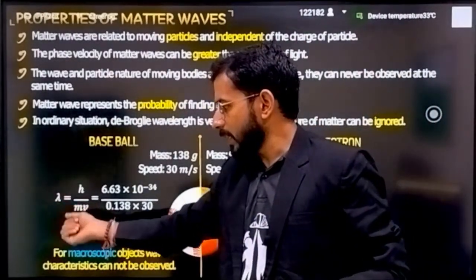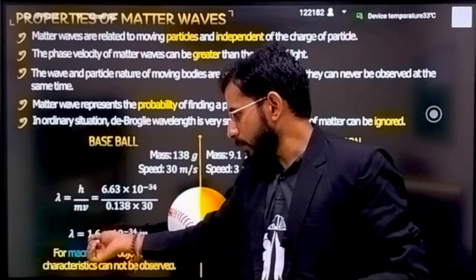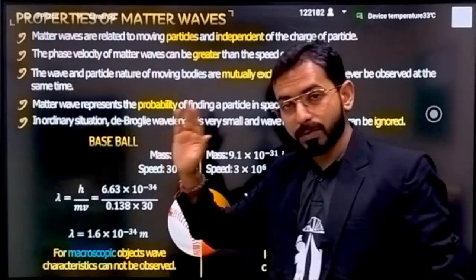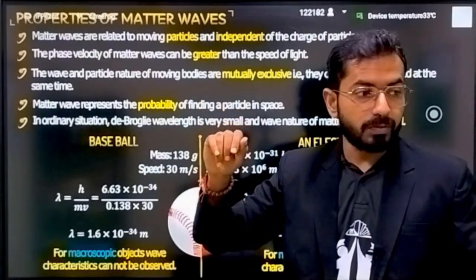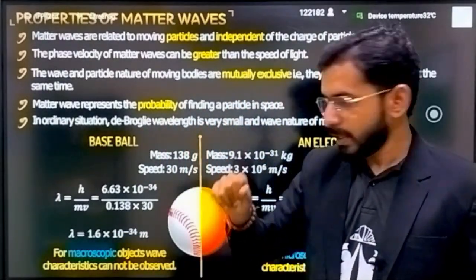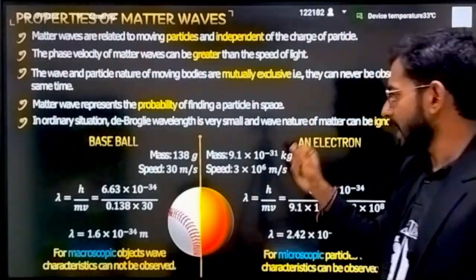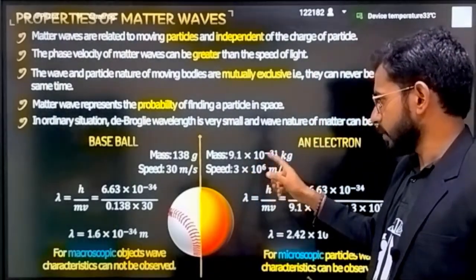So when you calculate the de Broglie wavelength, it comes to 1.6 into 10 power minus 34 meter. That is a very small value. And here, if you calculate the wavelength, what will the wavelength be?